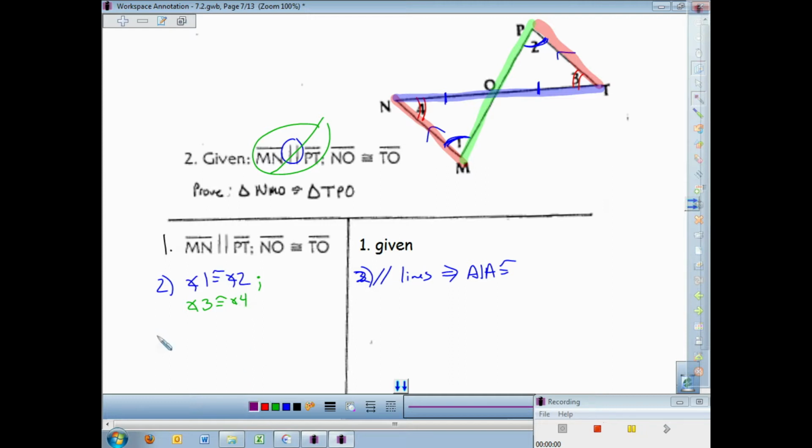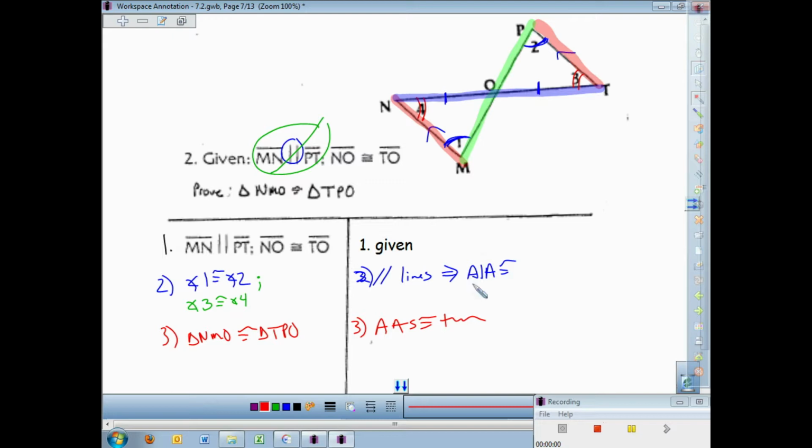And now, on this information, I want to see if I have enough information to prove that these triangles are congruent. Well, I could go angle, angle, side: single arc mark, double arc mark, side. I could do that here. So step 3 is triangle NMO is congruent to triangle TPO by the angle, angle, side congruence theorem.